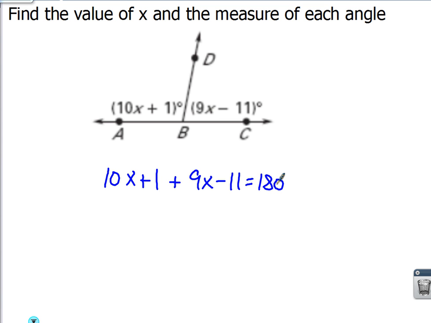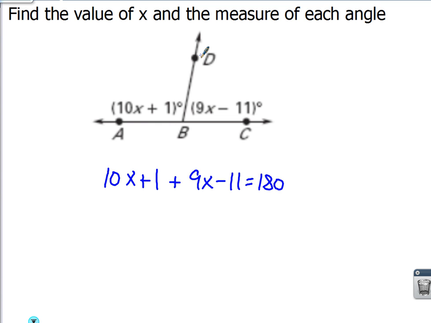But the other word that I want to be looking for, I want us to get used to using these words. ABD and CBD form a what? 2 words? Somebody started to say, I heard it. Linear pair. Anytime 2 angles form a straight line, they form a linear pair. So therefore, there's your equation.